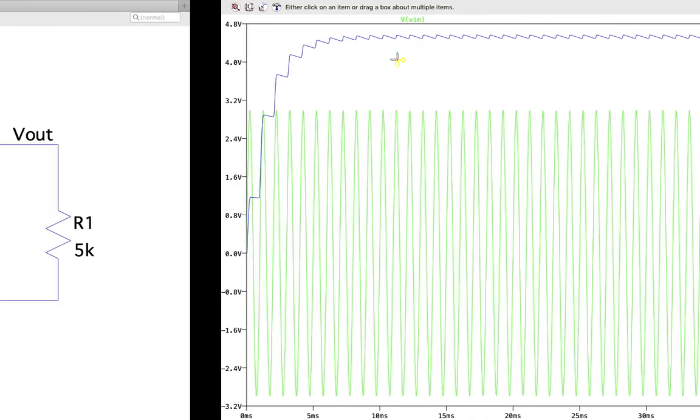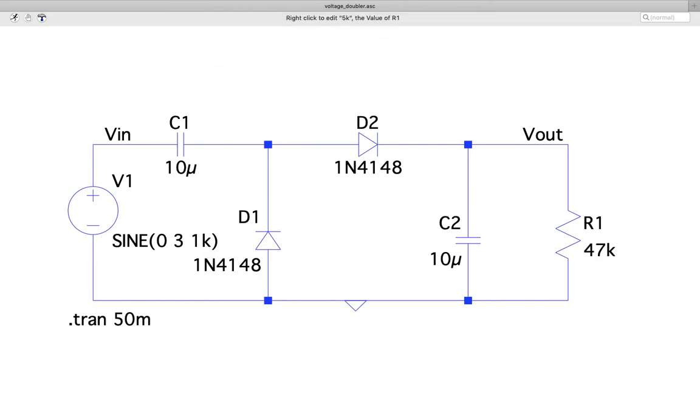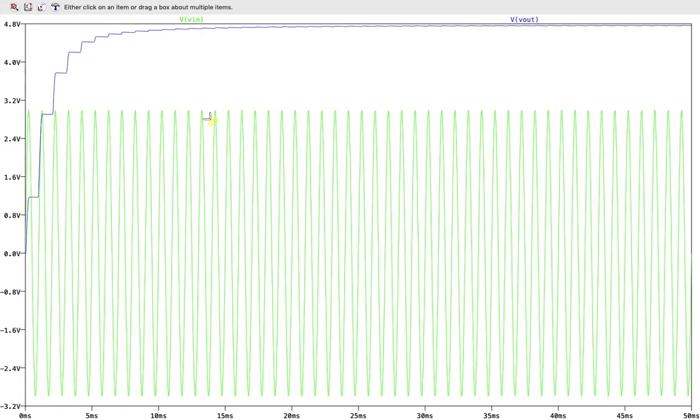So again, you can just change it back to 47K. So you can see this doubler like that, voltage getting doubled like that.